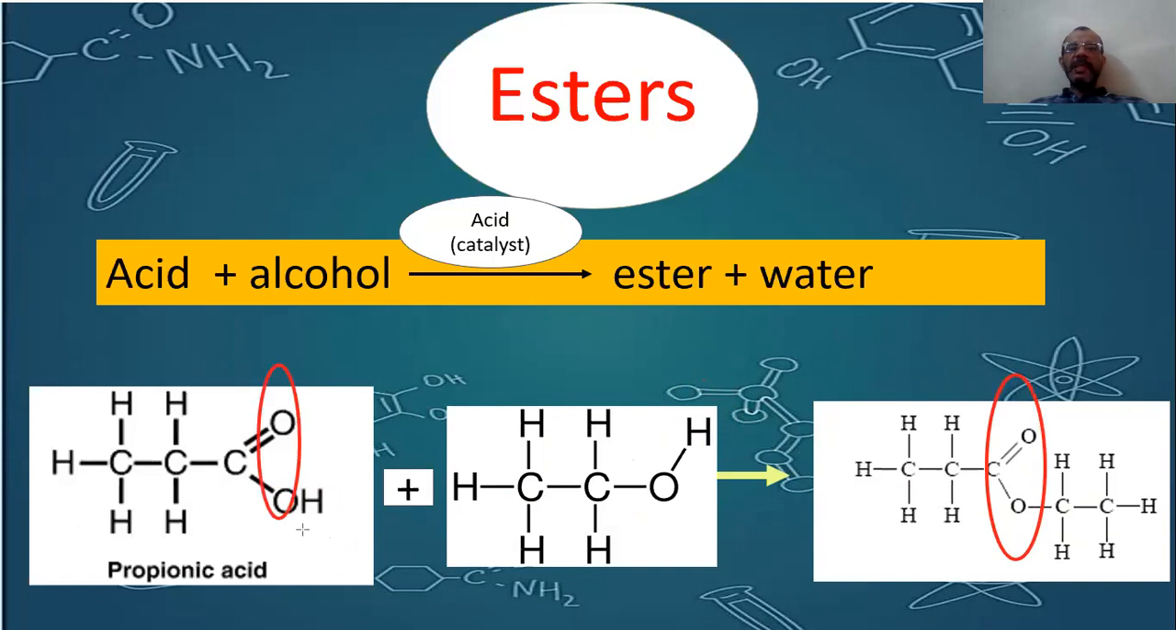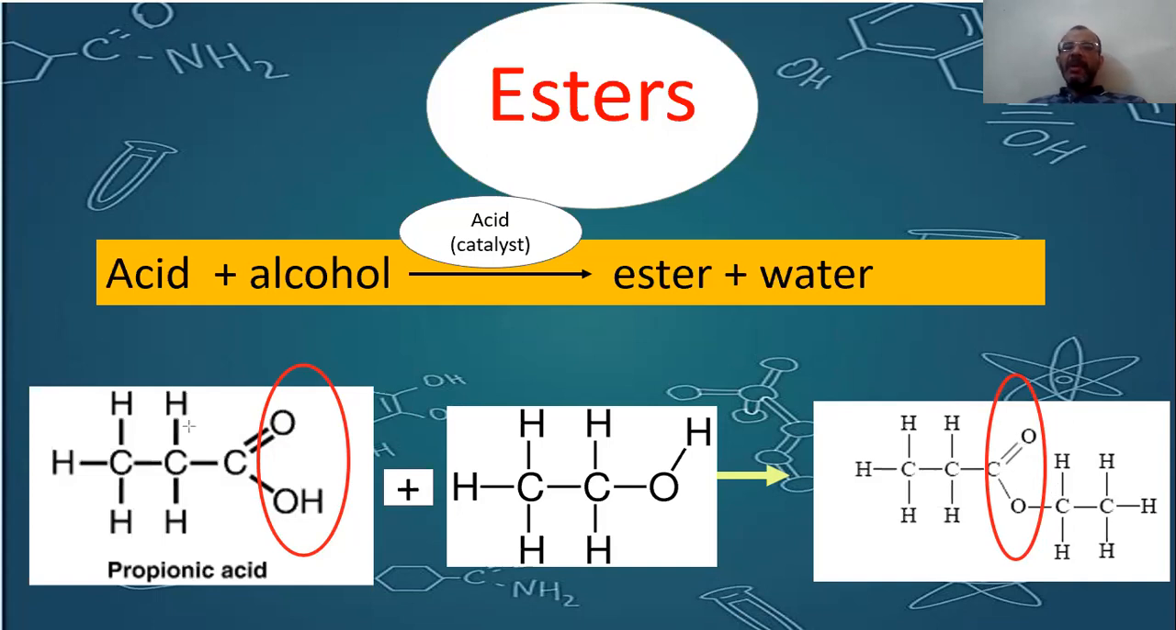Compare between acid and ester. You have to know the difference between acid and the ester. This one here has two oxygen atoms. Good. But one of them is what? Is joined to H.